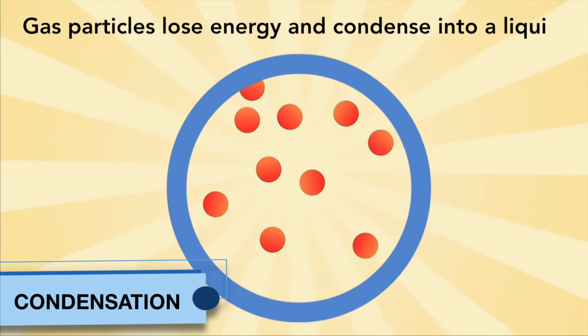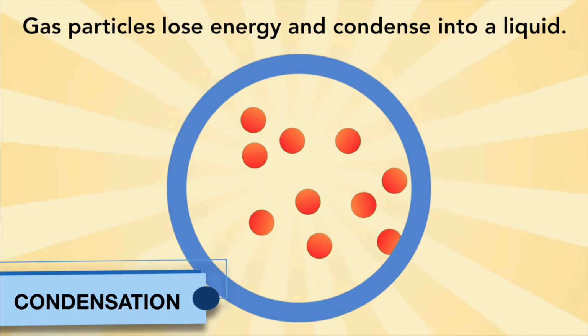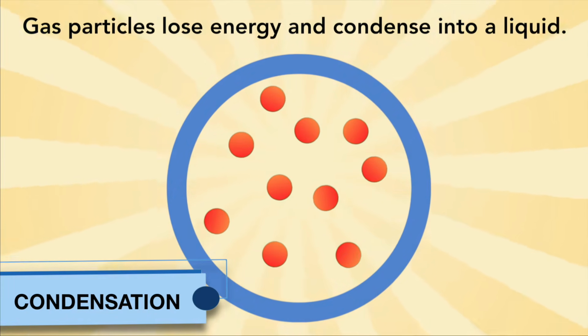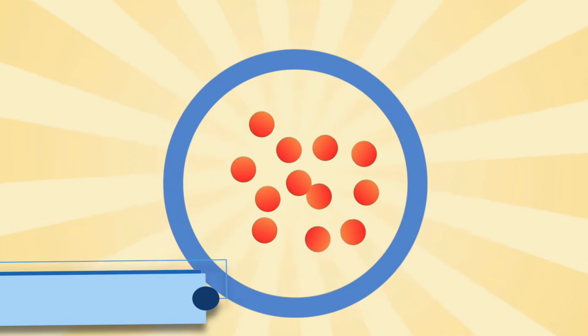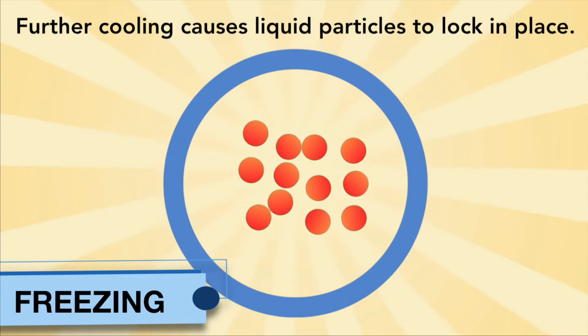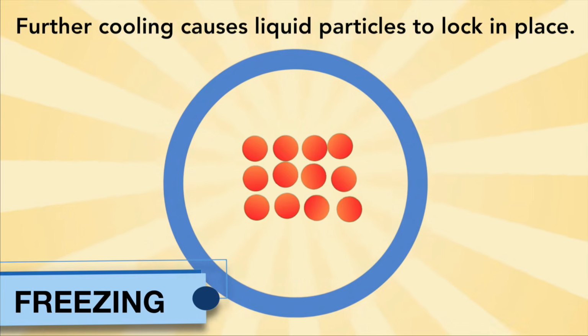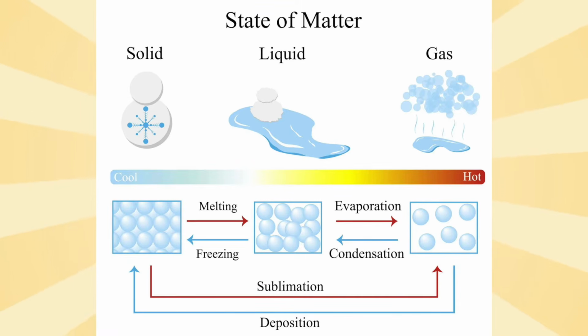When gas particles lose energy, they slow down and condense into a liquid. Cooling the liquid even further causes particles to lock in place again, forming a solid. These changes of state, melting, vaporization, condensation, and freezing, can all be explained by the motion and arrangement of particles.